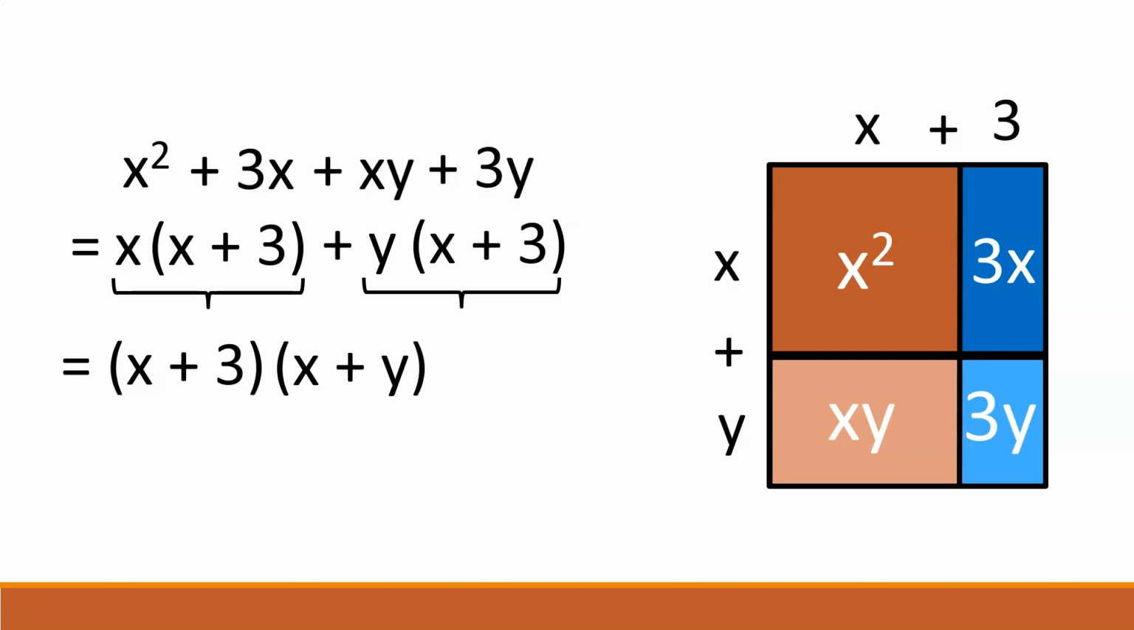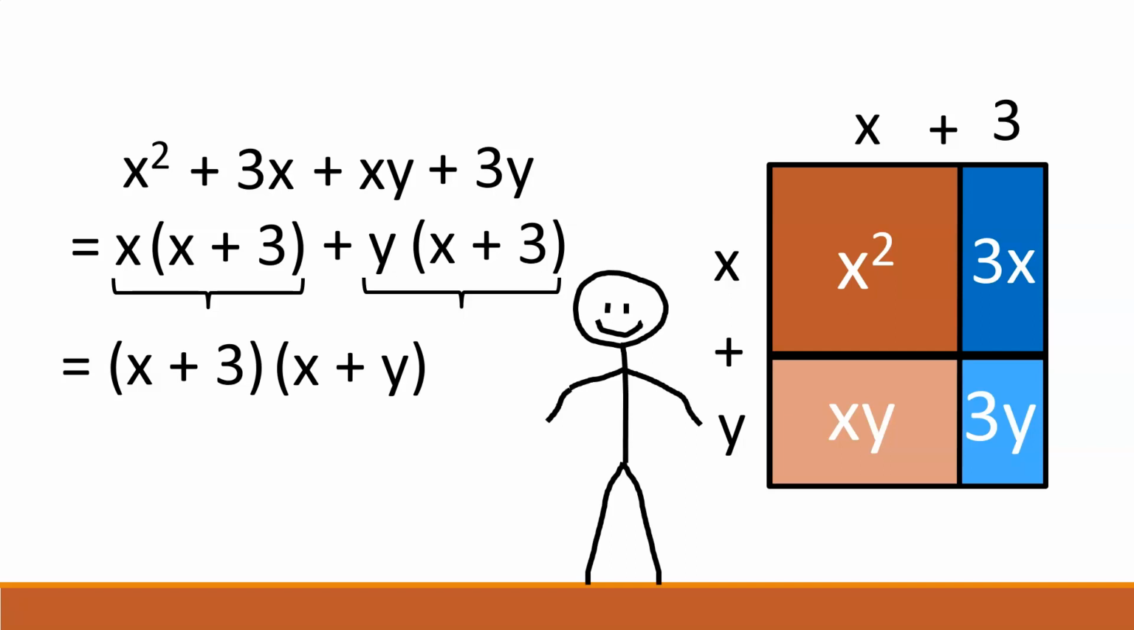Our second group, xy plus 3y, that's just our second row. And the common factor in that row is a y. And if we multiply y times x plus 3, we have the area of the second row. So you can see the area model is helpful in factoring by grouping, but it's not necessarily something you have to draw. You can if it helps you to see what's going on. You want to try one more? Okay, let's do it.